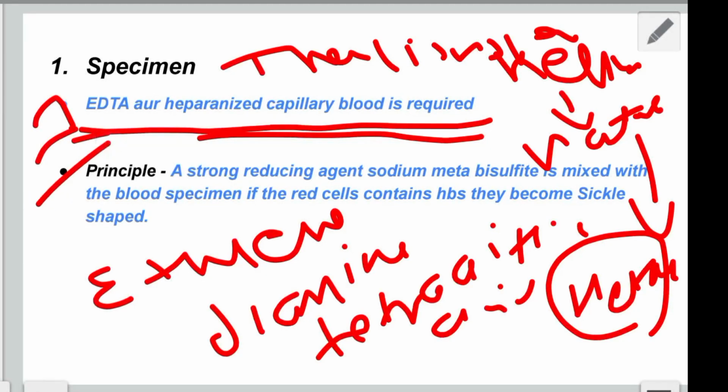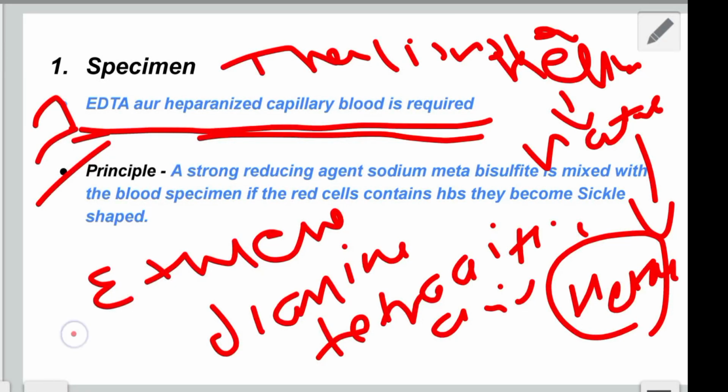Second heading, principle. What is the principle of this test? A strong reducing agent, sodium metabisulfite, is mixed with the blood specimen. If the red cells contain HbS, they become sickle cells. The principle is saying that a strong reducing agent, sodium metabisulfite, is a chemical agent which converts the RBC into sickle cell.